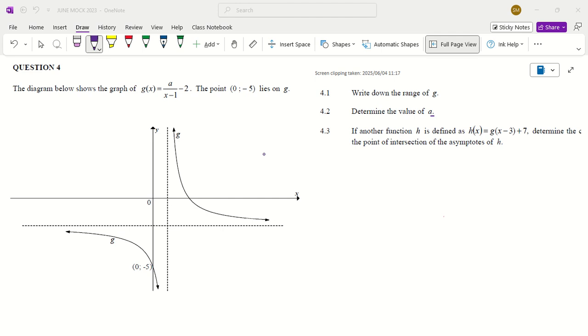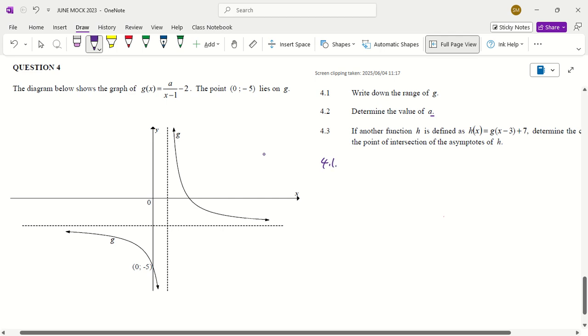So we are going to continue with question four, and over here we are given a hyperbola with the equation g of x is equal to a over x minus 1 minus 2, and we are asked to write down the range of g. Now we all know that for 4.1 the range of a hyperbola is y, an element of all real numbers, but now y is not equal to the horizontal asymptote, which is negative 2. So very simple there.